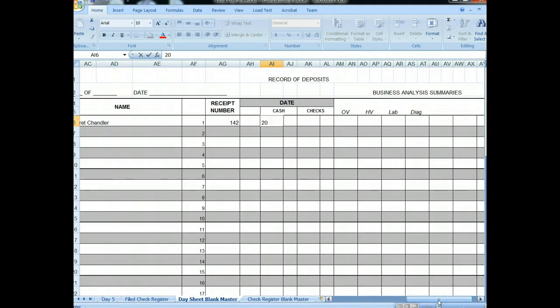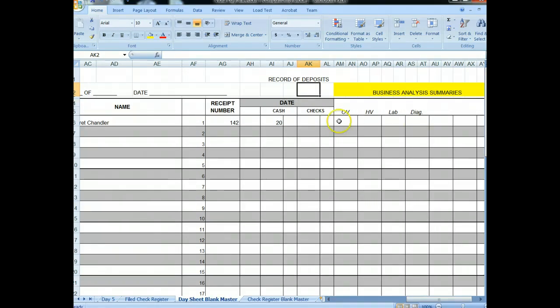And on your day sheet, at this point, if you would, under the business analysis summaries, please add OV, HV, lab, and diagnostic. OV stands for office visit. HV stands for hospital visit. Lab stands for laboratory. DIG stands for diagnostic. The only diagnostic service we're going to be using is EKGs in the office.